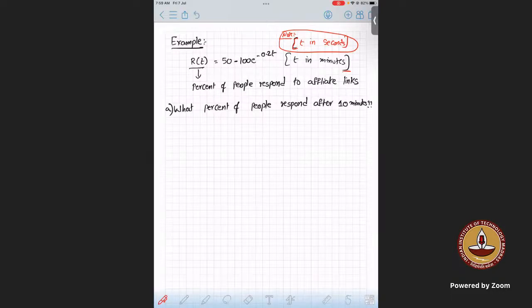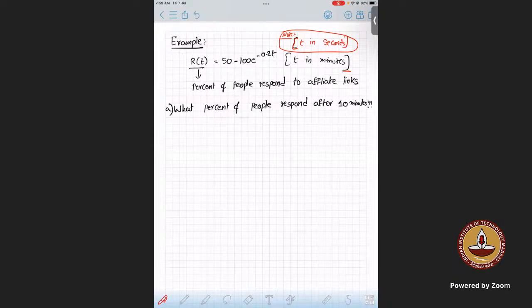Sir, 50 minus 100 upon e square. Hello? 50 minus 100 upon e square. 100 into e square, divided by e square.